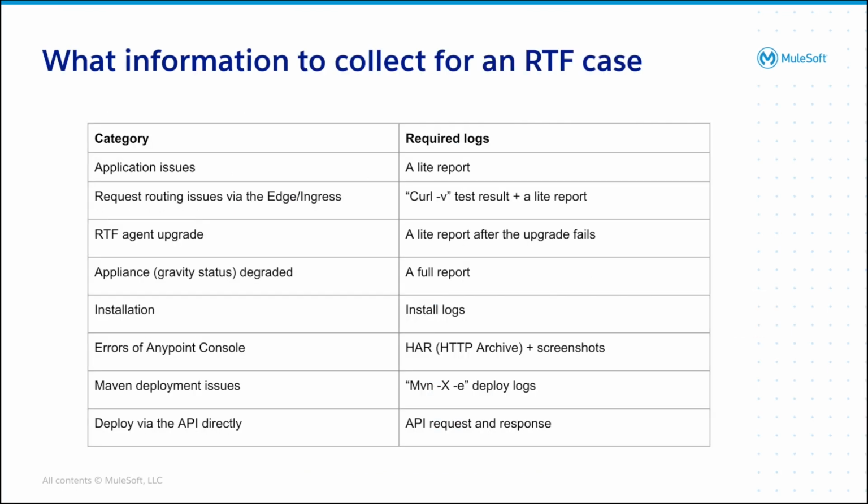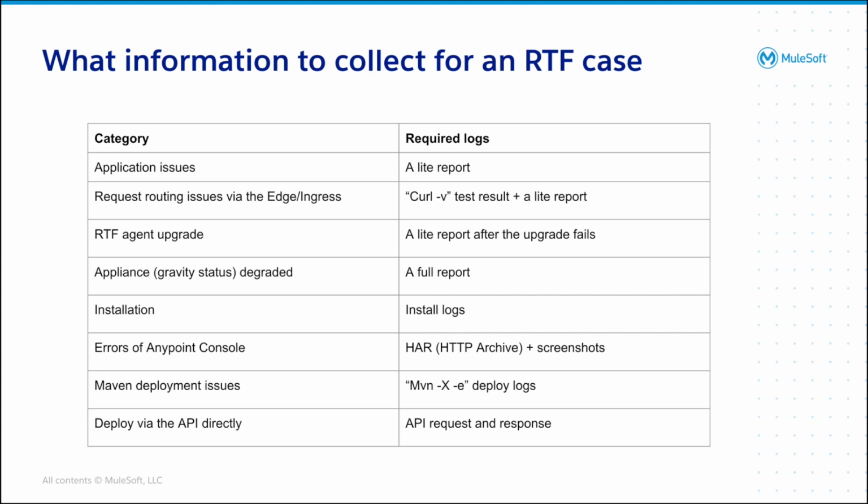With the RTF architecture in mind, here's a summary. For application issues, we need the light report. This is the most common scenario. Please note that we may also need a heap dump or thread dump for complex application issues. Our support engineer will guide you through after checking the light report. So let's start with the light report.